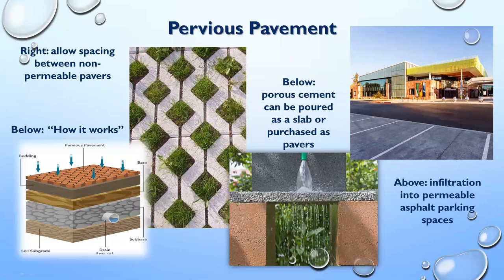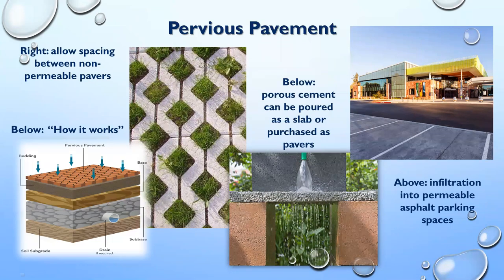But underneath, you have a couple layers of bedding and base and subbase. And those are all designed to help that water be able to sink in rather than run off onto the road. And you might need a drain, you might not, depending on your type of soil. So you can kind of see this diagram, how that works. I'm not going to talk a lot about pervious pavement because we didn't really come here for that today, but I think it's really a cool idea.